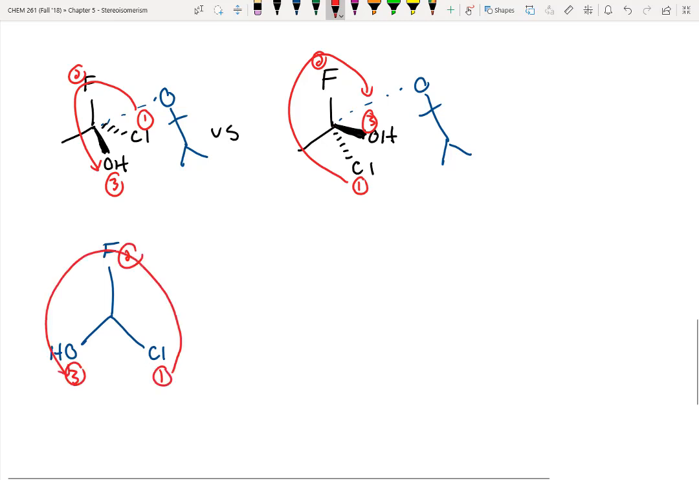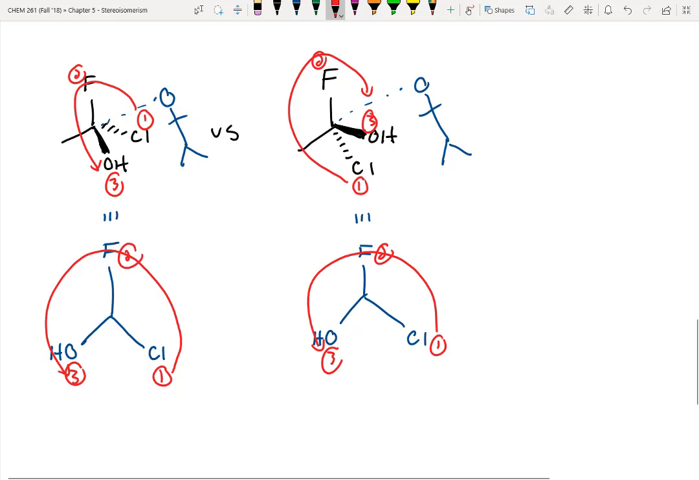So when we do this, it's S. Let's do the same thing down here. All right, this one, what's sticking straight up? Fluorine. All right, what's to the bottom left? OH. And the chlorine's down here. So we'd say, all right, 1, 2, 3. So both of these are S's, right?